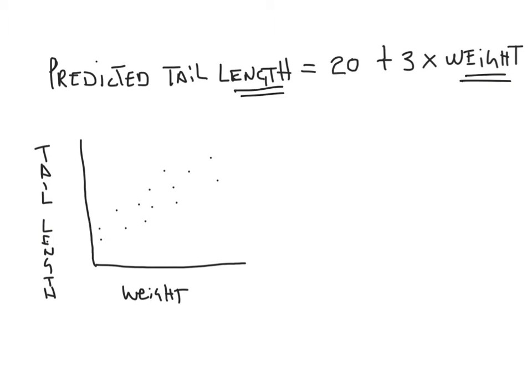Letter B says the predicted tail length of the mouse that weighs 38 grams is 134 millimeters. So what you would do is take 3 times 38, add 20, and what do you get? And it is 134. So that's how you do that one. That is correct. Let's look at C. If we look at the least square regression line, the correlation is positive. Yes. Right here, it's a positive slope. So that's correct. Let's look at D.